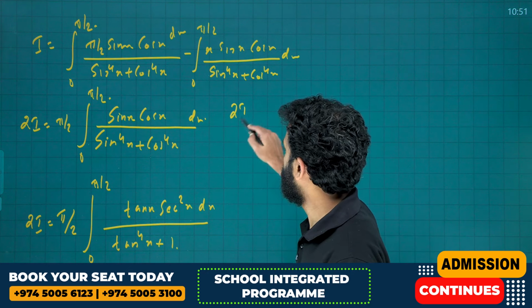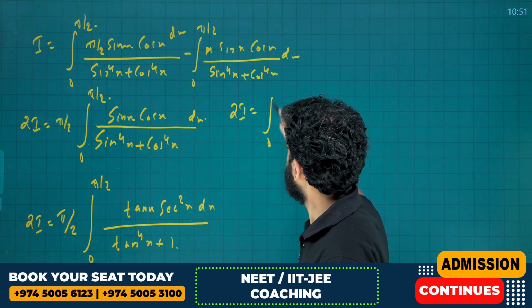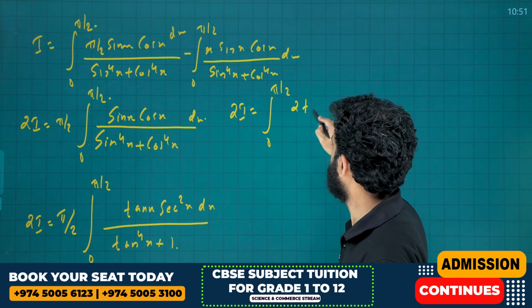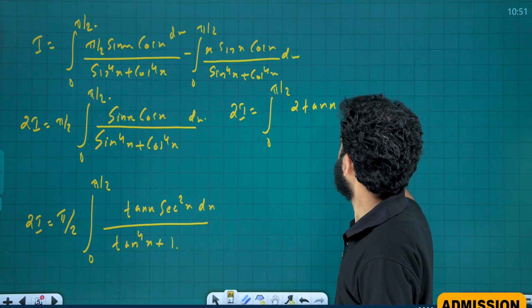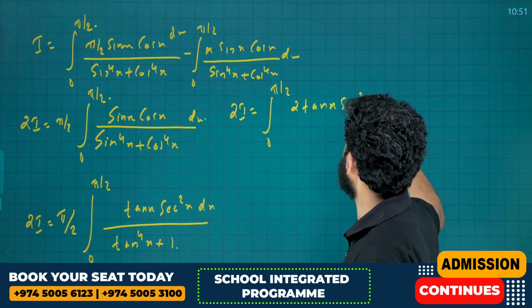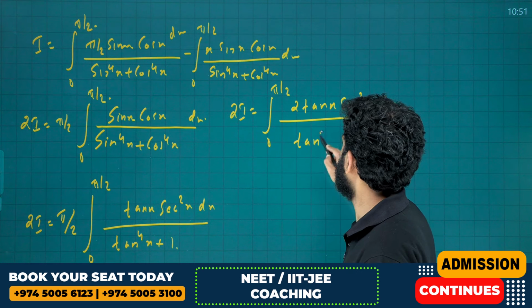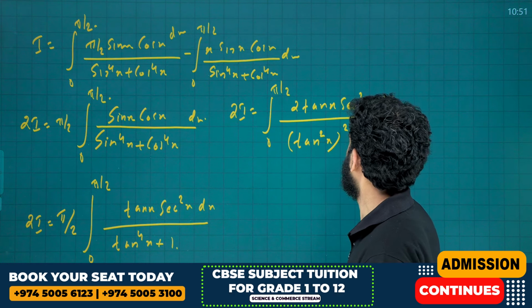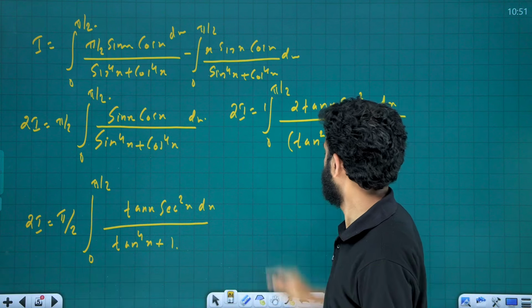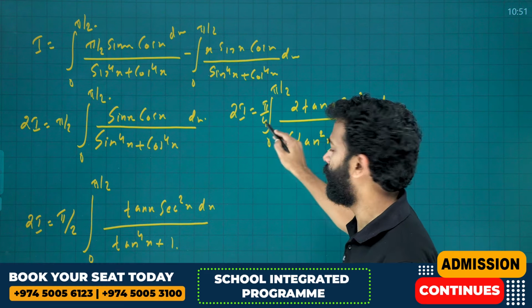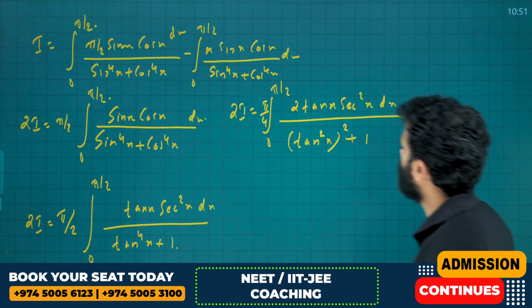Therefore, 2I is equal to the integral from 0 to pi by 2. We can assign a 2 here: 2 tan x into sec square x into dx divided by tan square x the whole square plus 1. There is a pi by 2 here, the 2 balances the 2 over here, so it will be pi by 4.